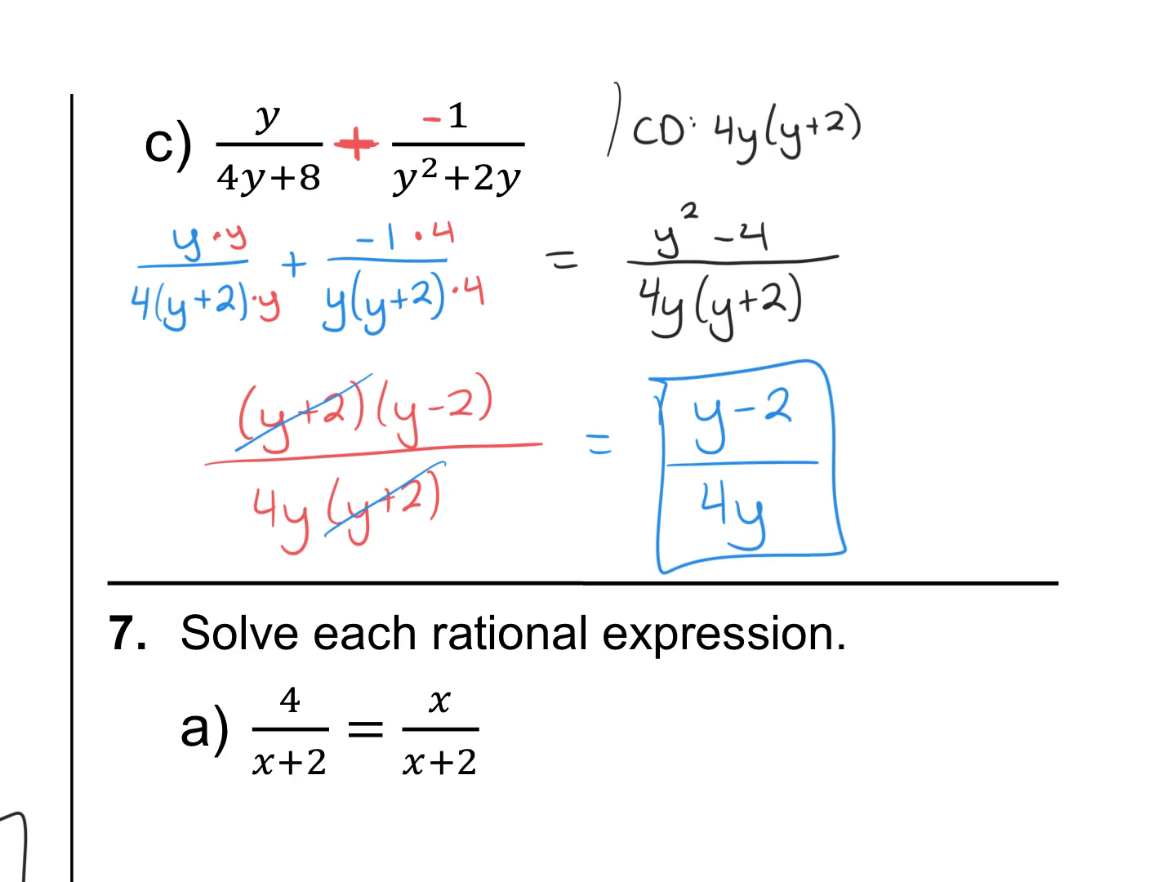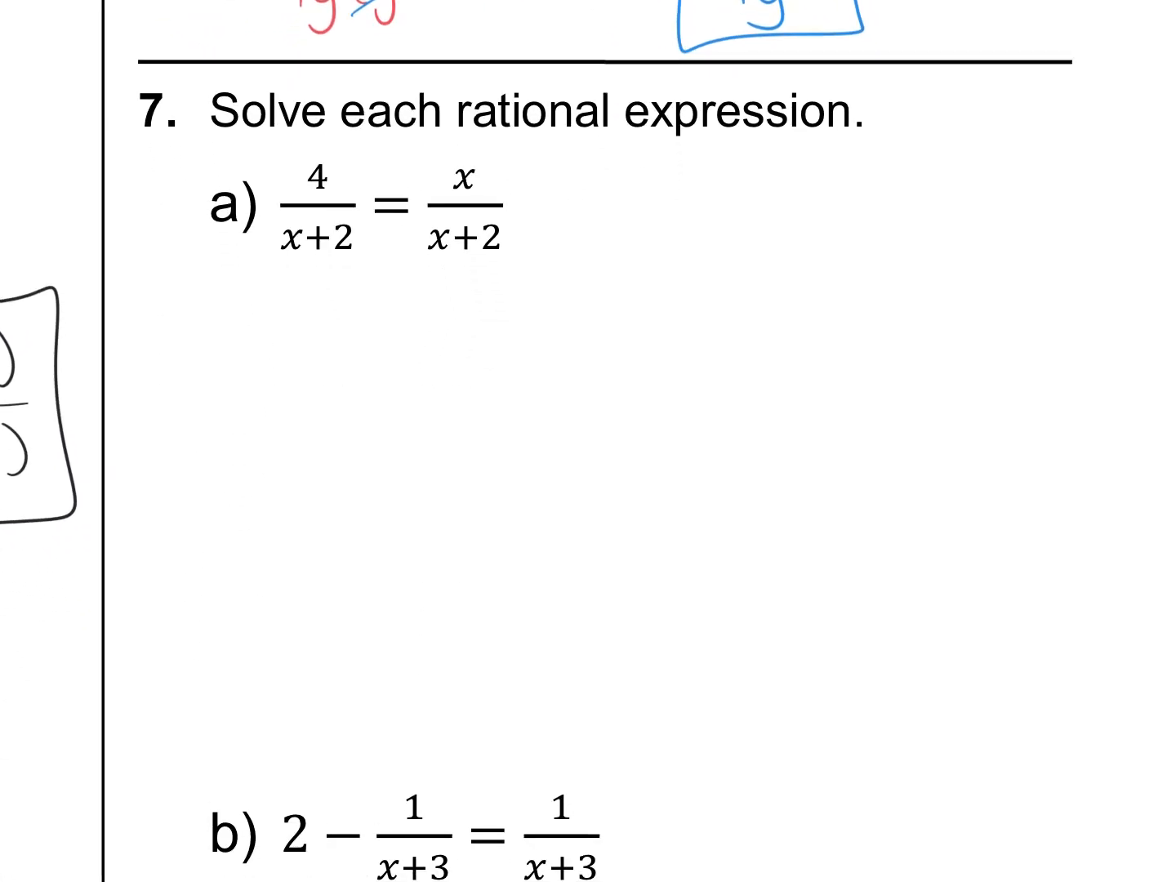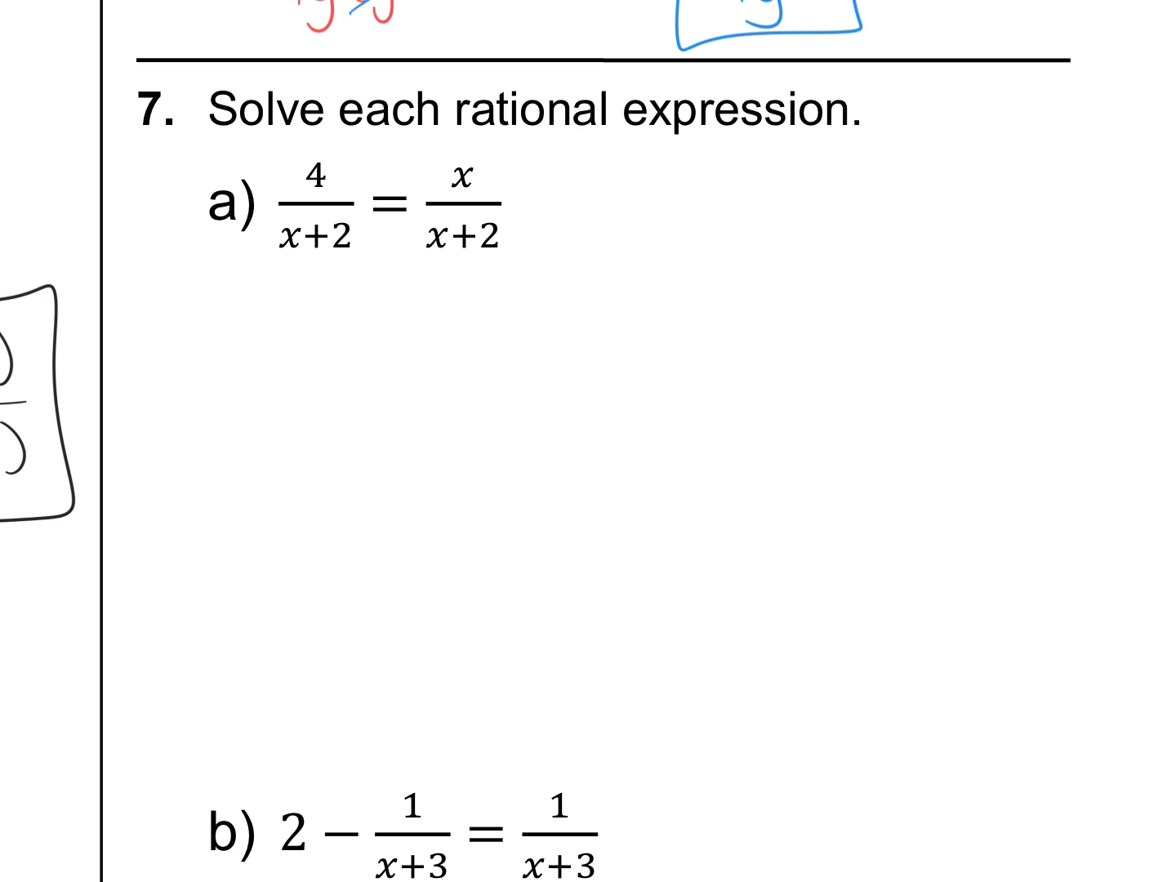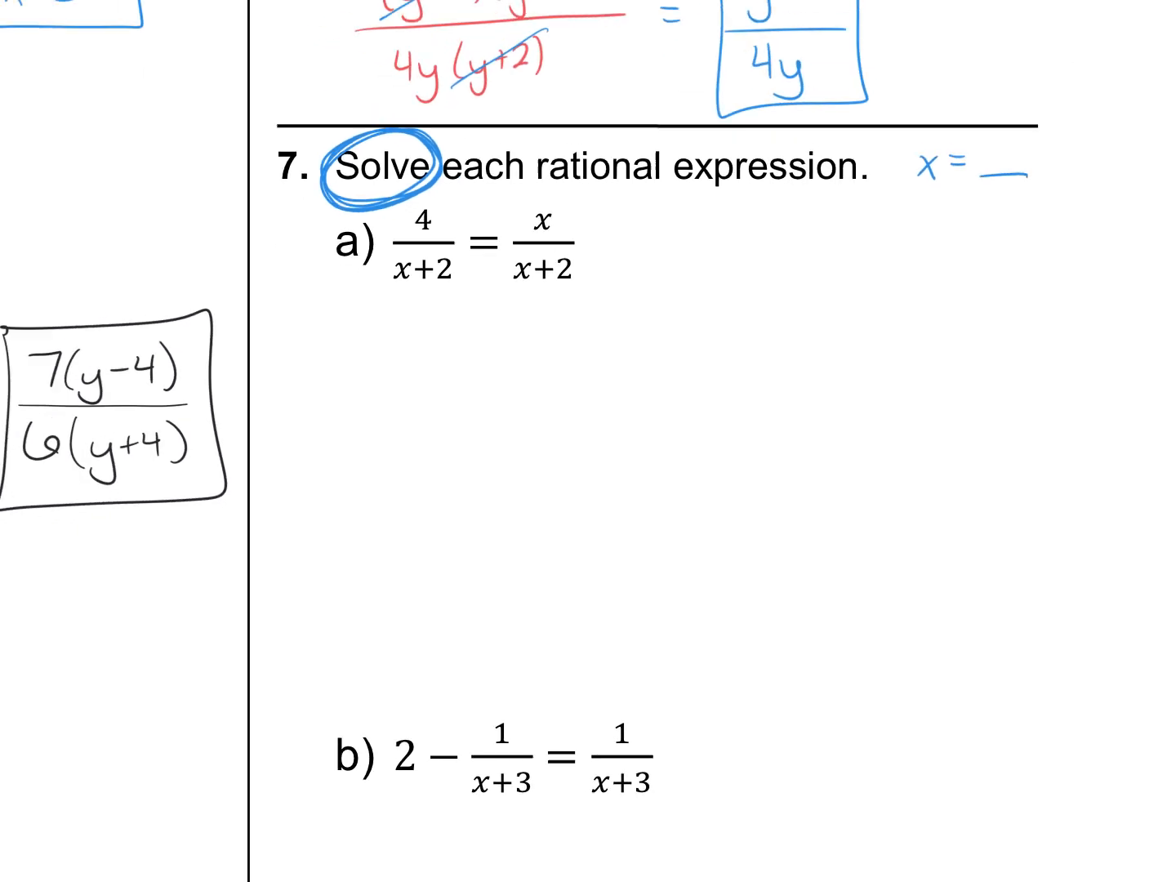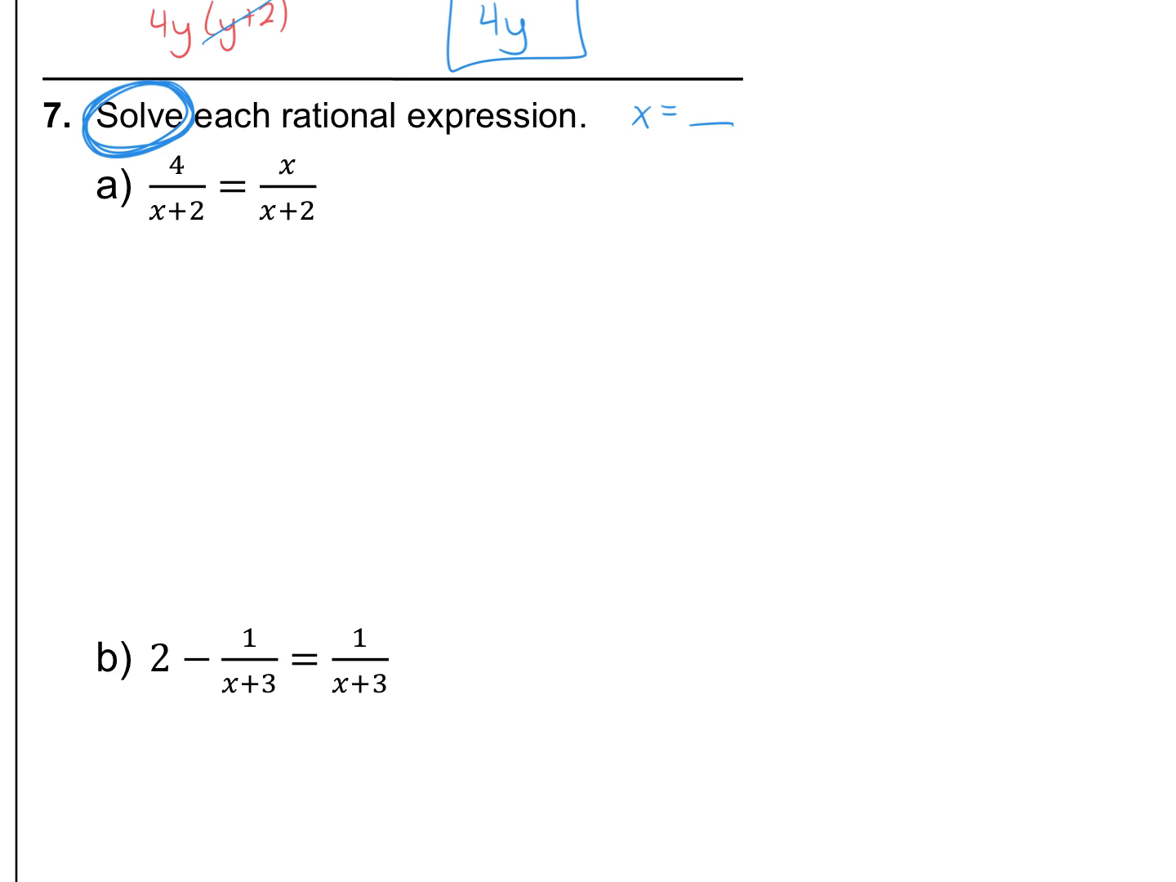Last section, number 7. What do you notice about this section? We're solving. I want you to circle that word solve. We are solving. We know that because it says solve and because we have an equal sign. Okay, so we're going to get actual x equals something for our answers. What do we have to make sure we have here? Be the same on both sides.